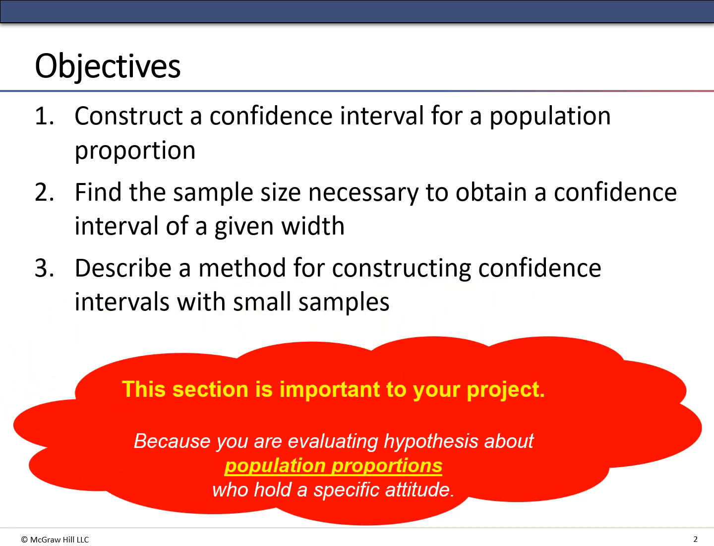In my in-person classes, I do a project each semester, and that's what this is related to. This section is very important to your project because this is exactly what the project is about, specifically looking at population proportions of college students who hold a specific attitude. So if you're in my lecture class and you're watching this, pay close attention because you're going to need it on your final presentation.